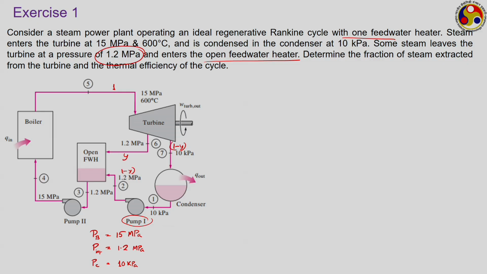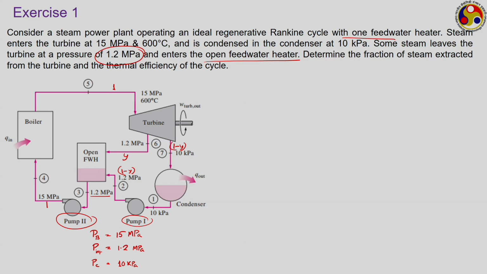This condensate is coming with mass fraction 1 minus y, and they form a mixture at the same pressure of 1.2 megapascal. Here the mass is now back to 1, where we have the boiler feed pump, which increases the pressure from 1.2 megapascal to 15 megapascal and feeds it back to the boiler.